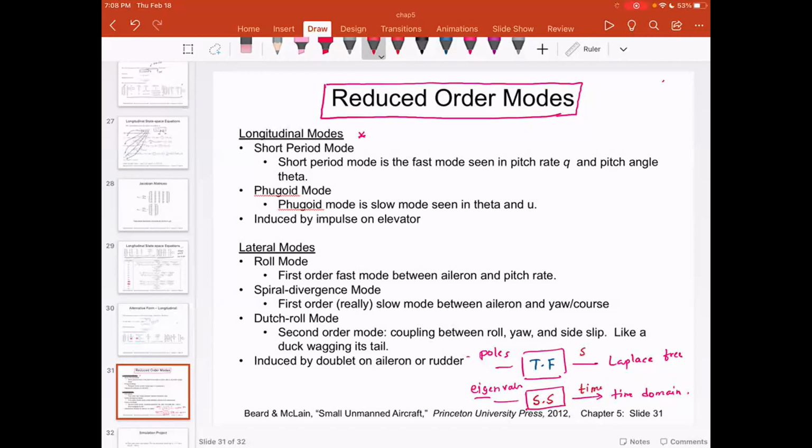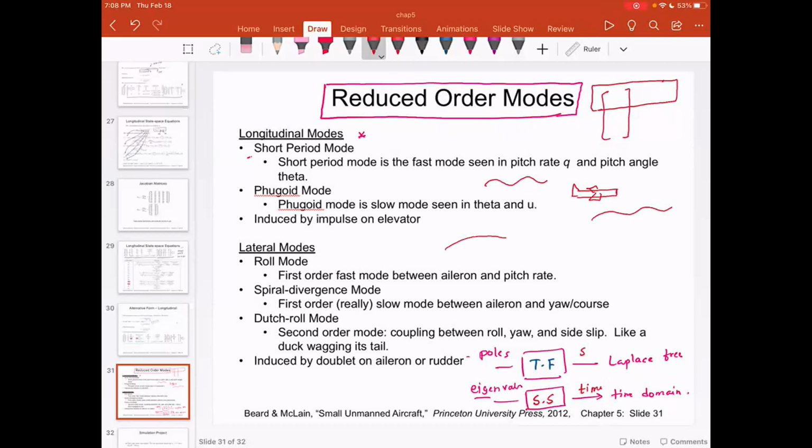Okay. Now, reduced order models is you have these 12 sets of equations. Out of that, you are going to look at a very small subset of equations to study something called a short period mode. Short period mode means when the aircraft is in longitudinal flight, the aircraft does motion something like this. That's called the short period mode.